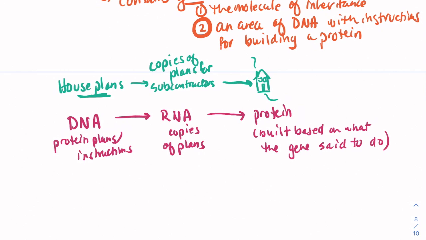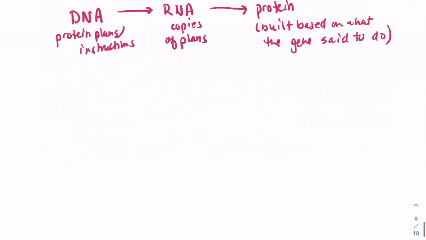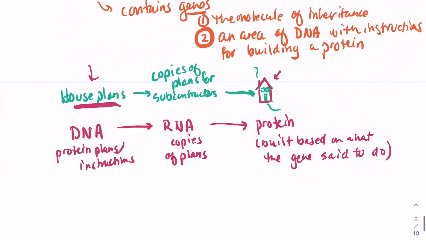And just like your subcontractors don't take your house plans, fold them into the shape of a house, and then give you your little origami house and say, here, go ahead and live in that. They don't rearrange the pieces of paper that the plans are written on, and poof, it's a house. A house is made of different stuff than the plans. Likewise, proteins are made of different stuff. Proteins are made of amino acids.